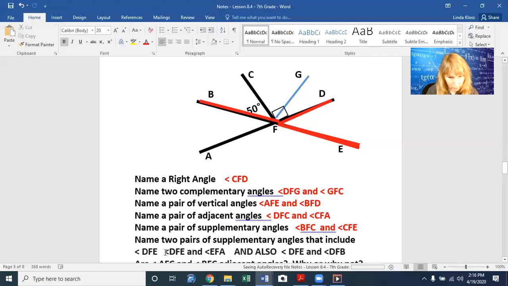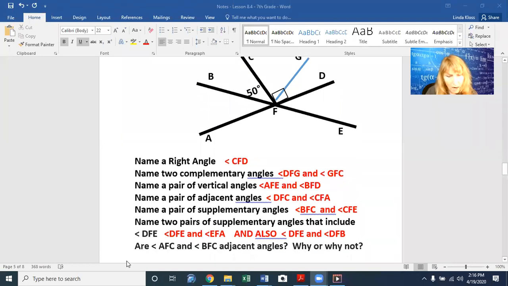Hopefully I didn't confuse you with all that, but take a look at it at home or rewind the video and I think it'll start to make sense to you. Okay? Get rid of all our extra red lines, and now I have to scroll a little bit to get the last question on this page. Are angles AFC and BFC adjacent angles? Why or why not? Let's find the angles. Angle AFC, and angle BFC. You can kind of see that.